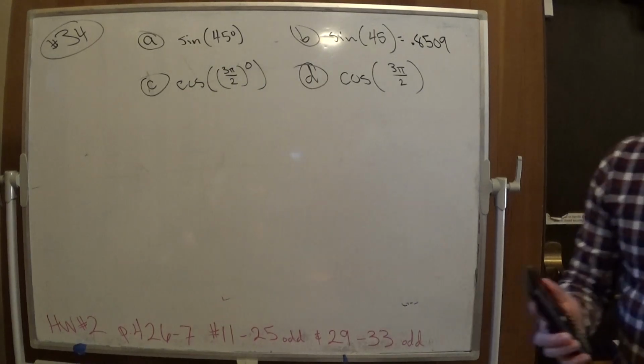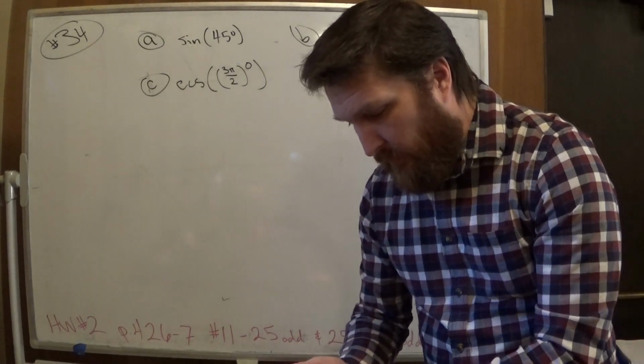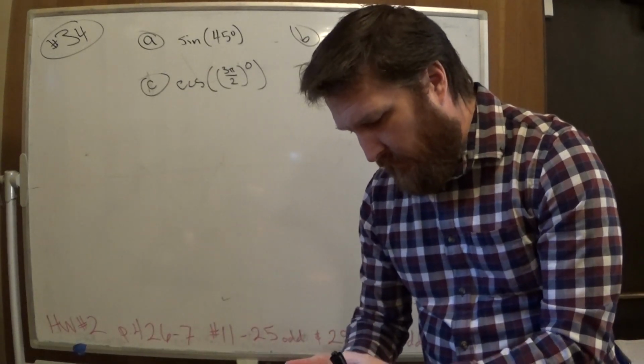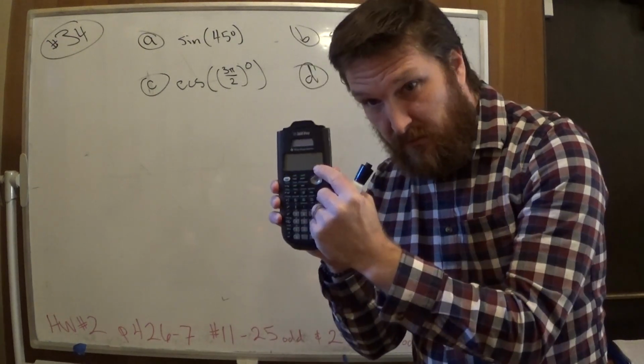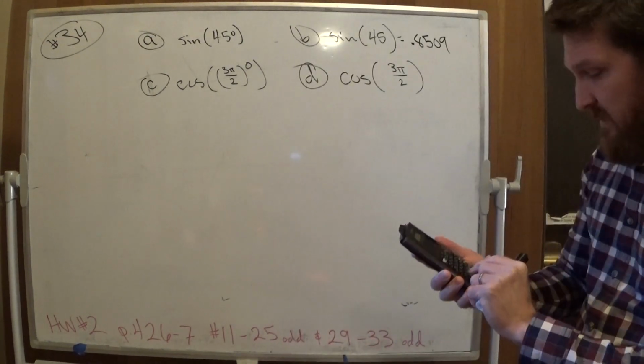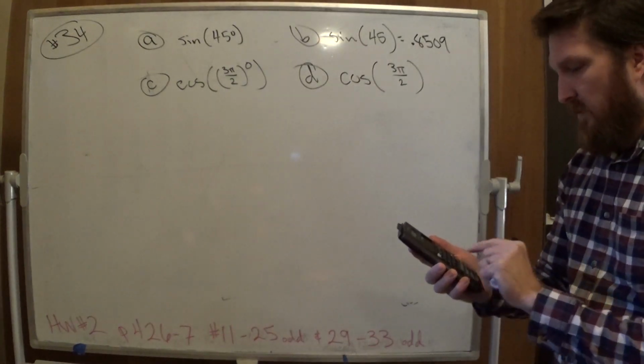Now I'm going to switch to degree mode. Degree, clear. And I can see there's a little DEG at the top. I'm going to do the same thing. Sine 45. What should it be?